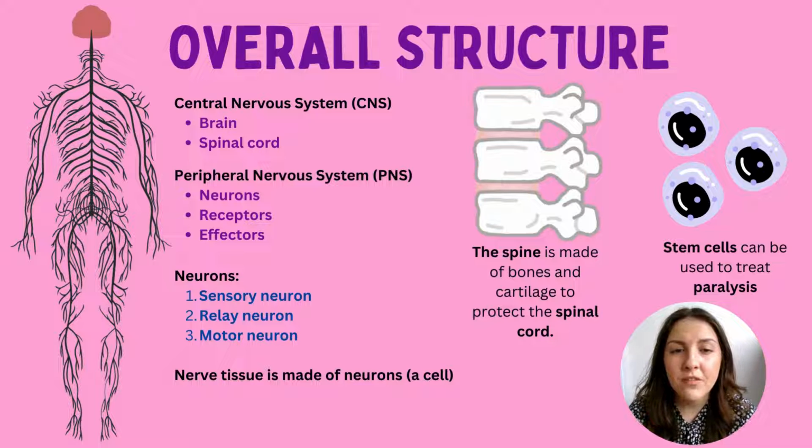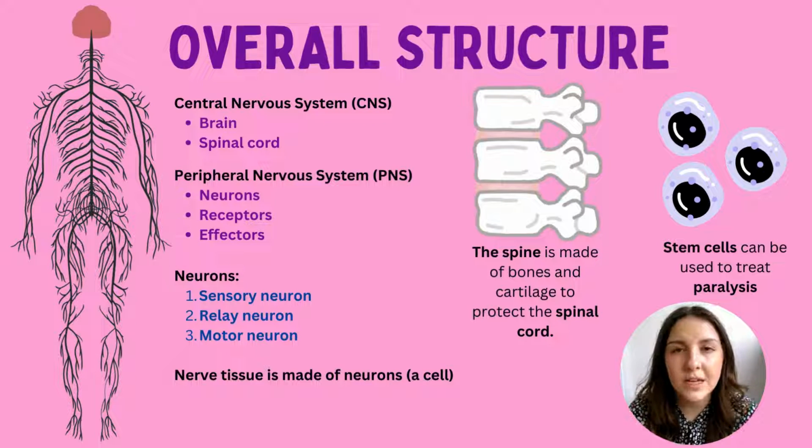But this is something specifically that you should know for the exam, that stem cells can be used to treat paralysis. And stem cells are essentially cells that are undifferentiated. They are not already having a function. They actually have no function as it stands. They have the ability to differentiate, and this can be utilized all the time in our bodies.